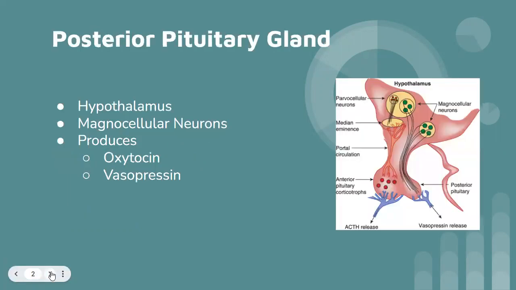So we know vasopressin and oxytocin are two hormones, but let's talk about where they come from real fast before we get into exactly what they do. Vasopressin and oxytocin are produced in the posterior pituitary gland. If you look over here, we've got a nice little diagram. We've got our hypothalamus located up here, our anterior pituitary, and then our posterior pituitary.